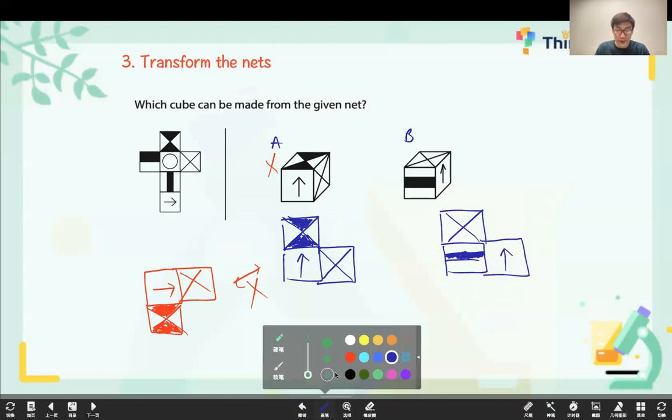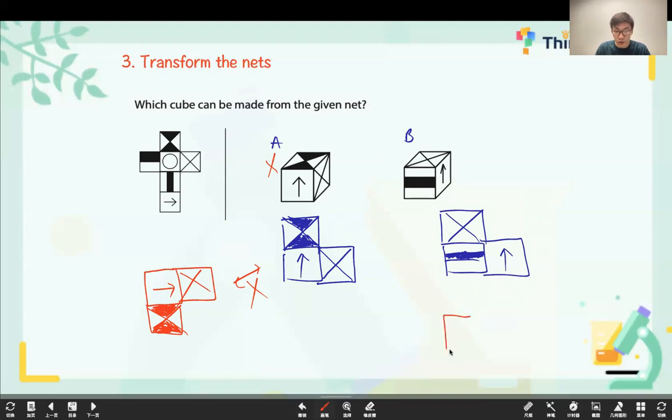So let's try to find that. If we go from the middle bar in the net, we find that the arrow is below it, and we're definitely going to need the arrow. And we also need the cross. Now this is just one rotation down this time, nice and easy. And if we again tilt our heads, what do we find? Oh, actually, these two are the same when they are rotated. So that means that B is the correct cube. It's the only cube that can be made from this net.